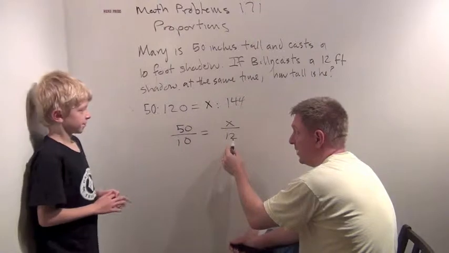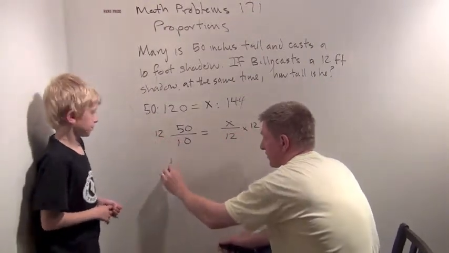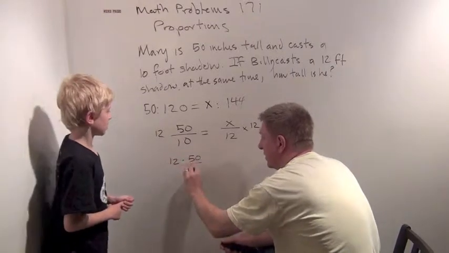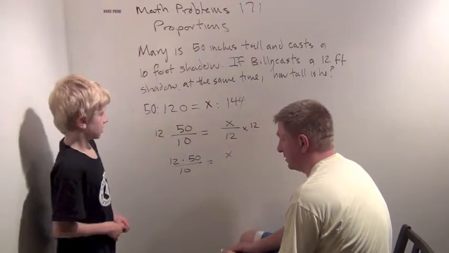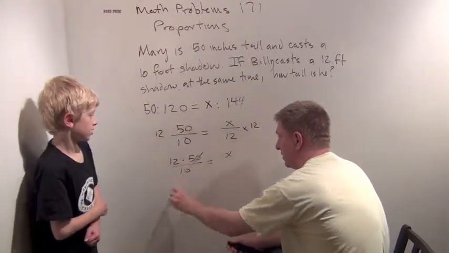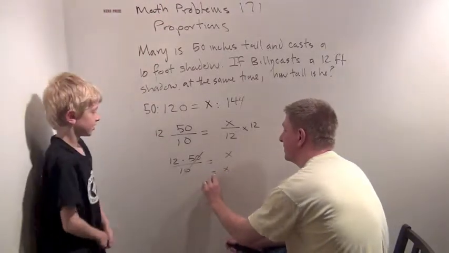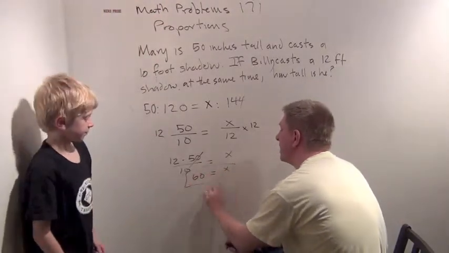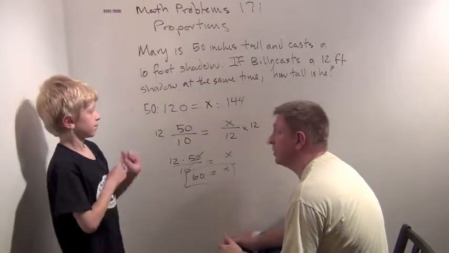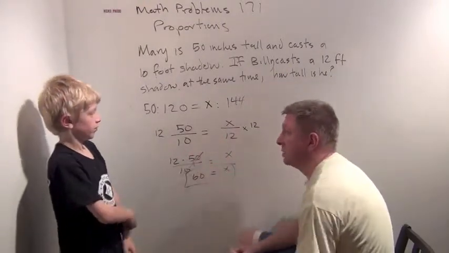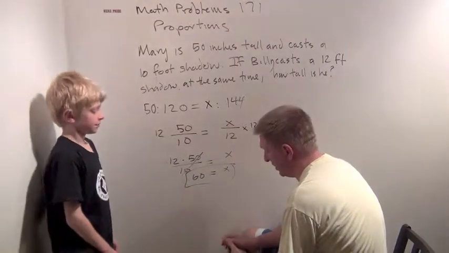Now I multiply both sides by 12, and I get 12 times 50 over 10 equals x in inches. Then we cancel the 10s, and I get 12 times 5, which is 60. x equals 60. So converting into the same units was a good idea. It's always good to do that, but in fact for proportions, you don't need to. We can talk more about that later on.